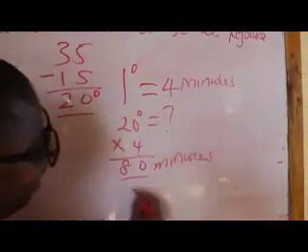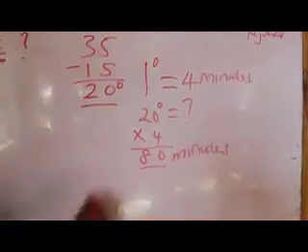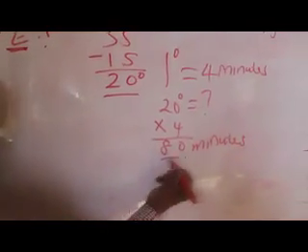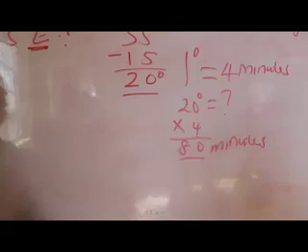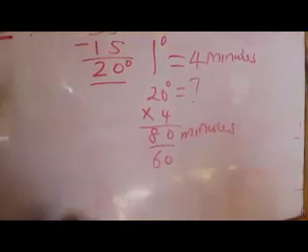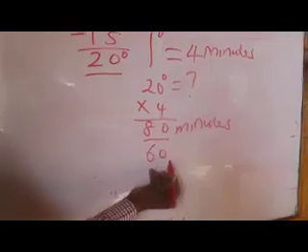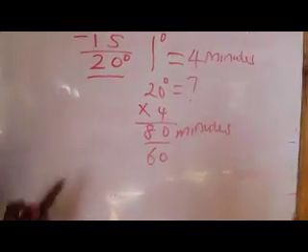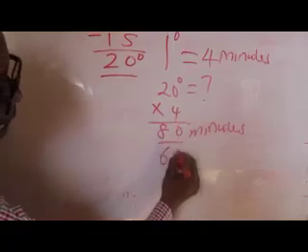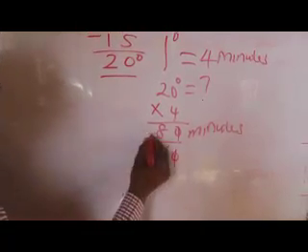Are we interested in minutes? No, we are interested in hours. So how are we going to convert these minutes into hours? We are going to divide by 60. And where have we gotten this 60? You know, 60 minutes is equivalent to 1 hour. So when we divide, it will be 1 hour 20 minutes.